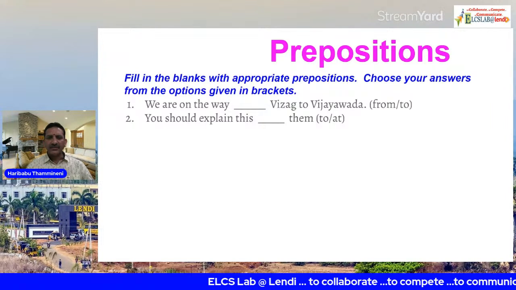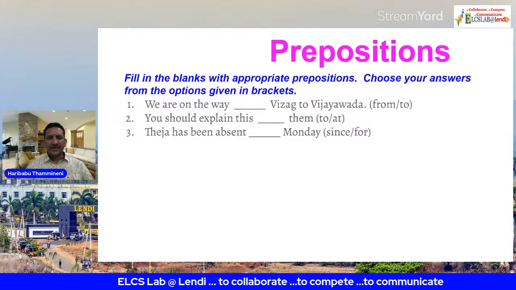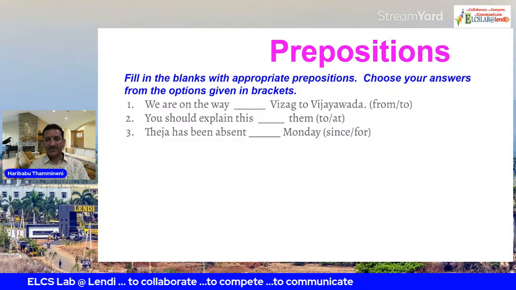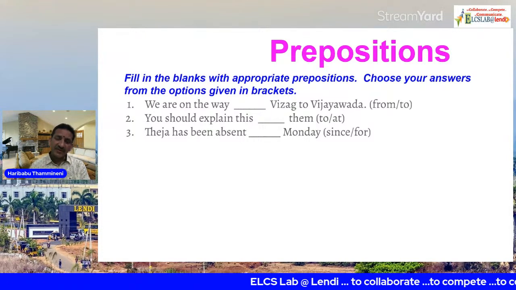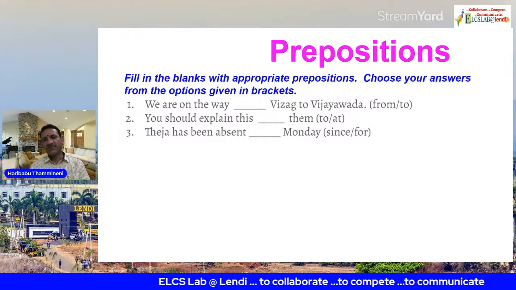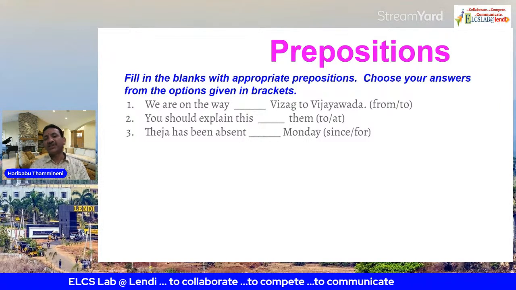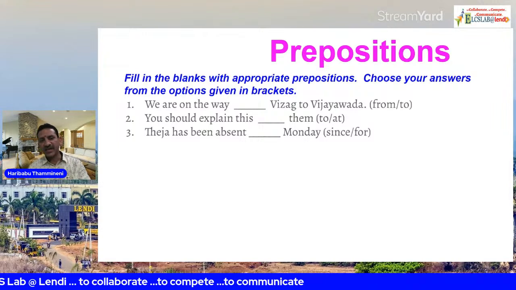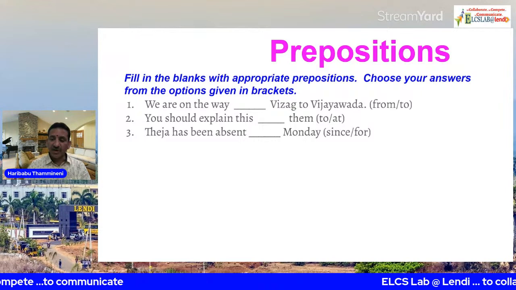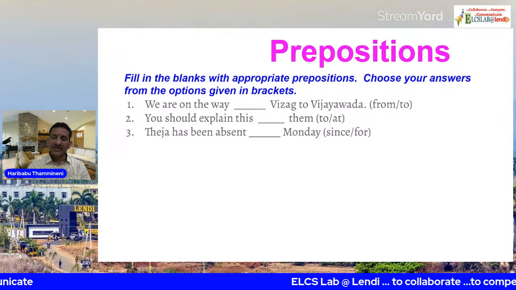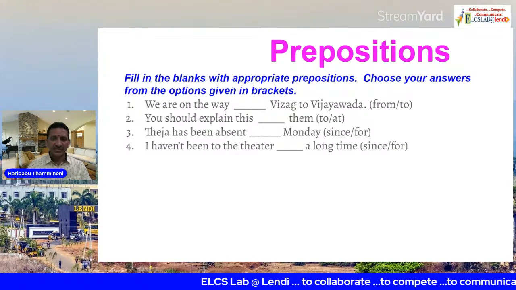All right. So next, Teja has been absent, since or for. Both of them are going to indicate the timelines. Since will be used with a point of time. For is used with the period of time. So Teja has been absent since Monday is the right option, because Monday is the point of time. When it is a period of time, my next question talks about it.